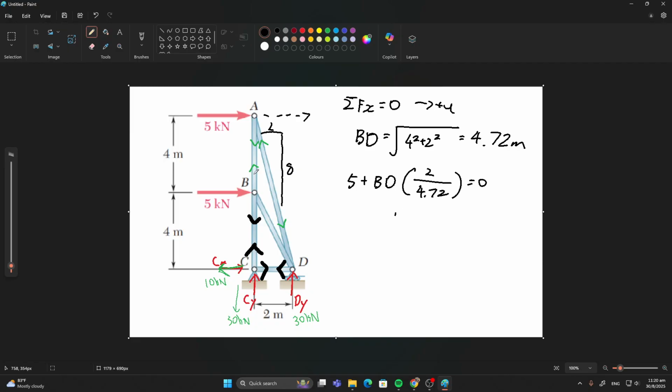Equals 0. Then BD equals negative. Remember, I'm bringing 5 over, positive becomes negative. Because this is addition, when I bring over, I have to subtract. However, if it's multiplication, then when I bring over, it becomes division. Okay? So I get 11.8.